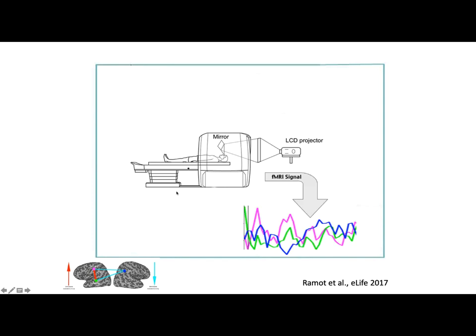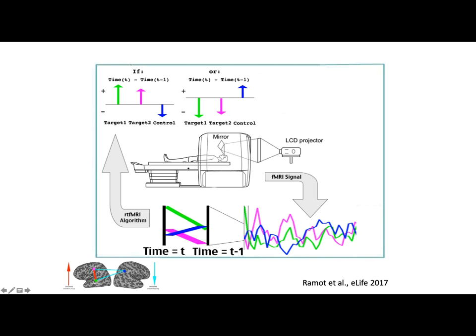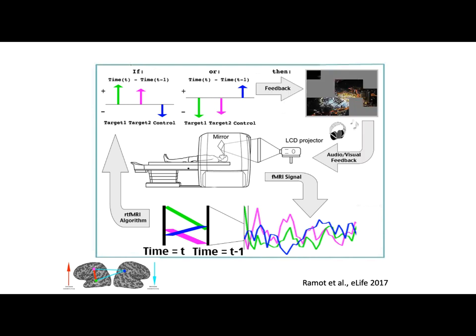So again, we bring people in, we put them in the scanner, we look at the fMRI signal from these 3 regions at every time point. And every time point, we just look at the change from that time point to the previous time point. Right? Did the signal in these 3 areas go up or did it go down? And what we're looking for is change that looks like this. So we want the 2 targets to be moving in the same direction and opposite from the control region. Right? And that way we know that these 2 areas are correlated and they're not correlated to the control region, so it's not a global effect. And when that happens, we give them feedback.